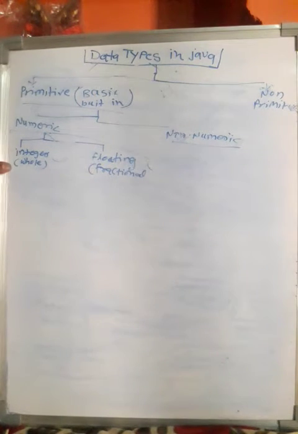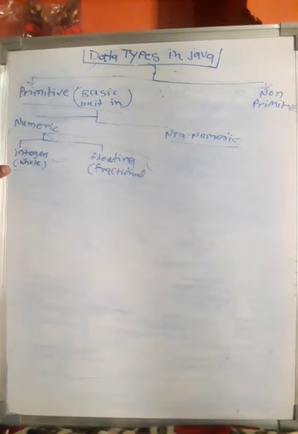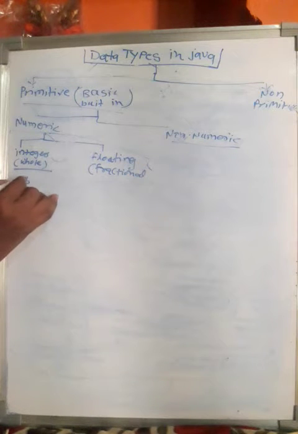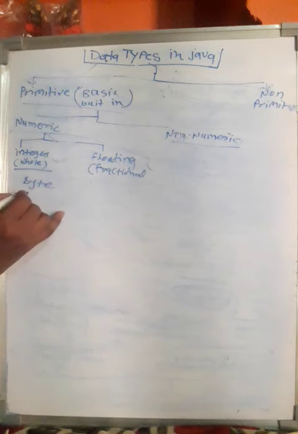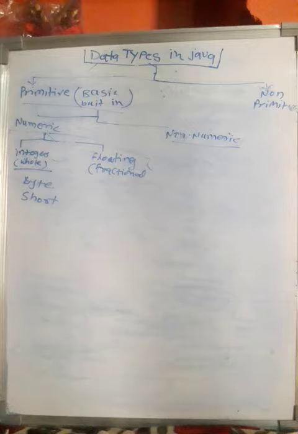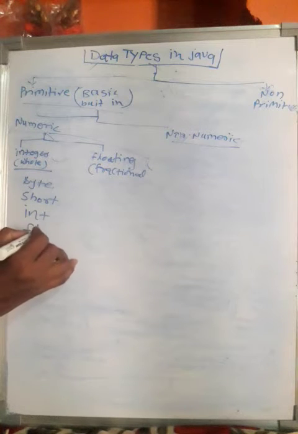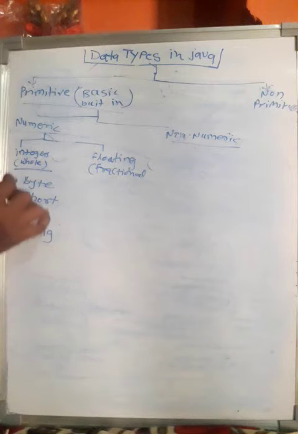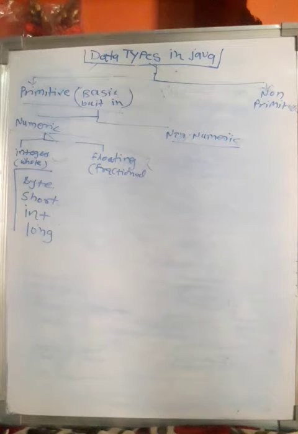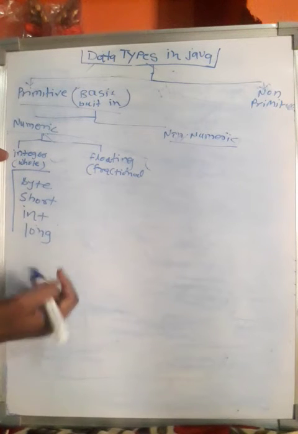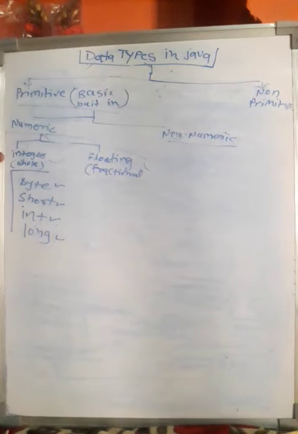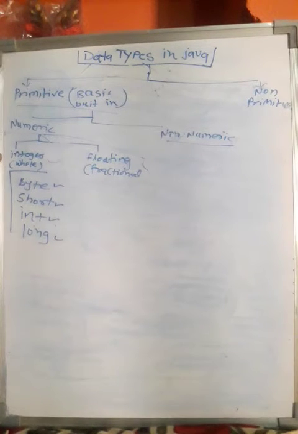Integer means whole number. Integer data types are again classified into four subparts: byte, short, int, and long. Sorry, float is not here; it is long. These integer types of values are classified into subparts, byte, short, int, and long, depending on the specific size of the variable.